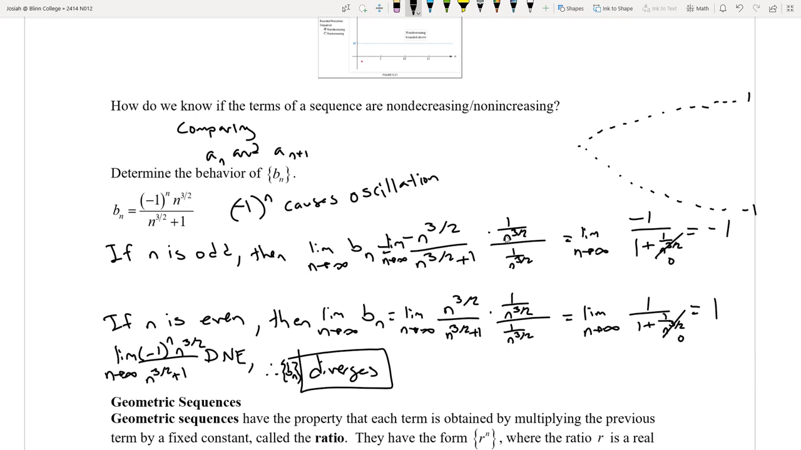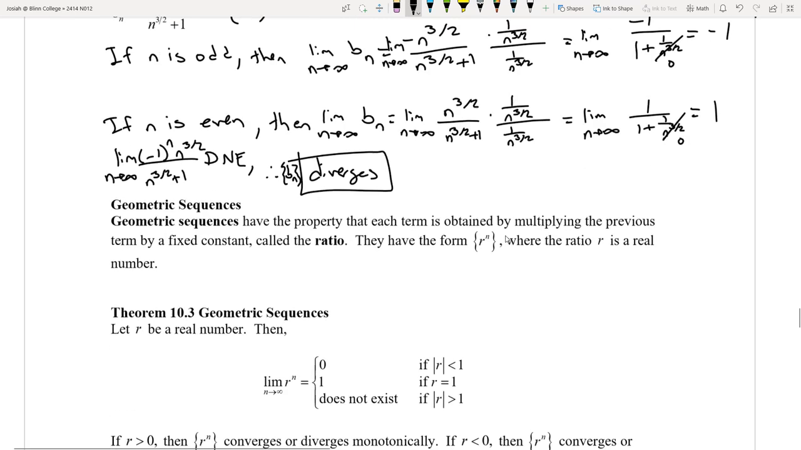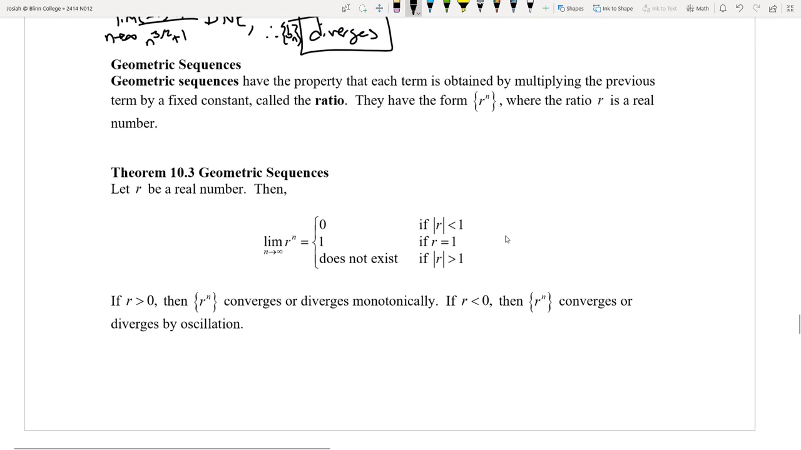All right, so next thing we look at here is a specific type of sequence, the geometric sequence. So the geometric sequence, as it says here, they have the property that each term is obtained by multiplying the previous term by a fixed constant called the ratio, and that gives us r. And so they have the form r to the n, where the ratio is a real number. So we've seen something kind of like this before. We dealt with one back a little bit ago that looked like 3 times 2 to the n minus 1. It's sort of a modified geometric sequence. But if we look at a geometric sequence, we will have a nice tidy theorem for when it converges.